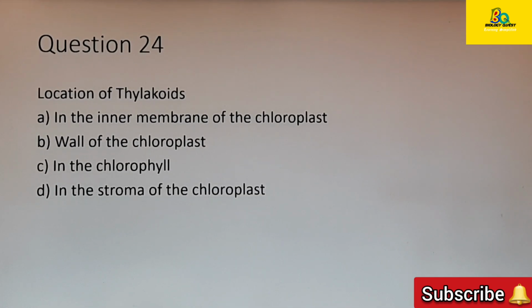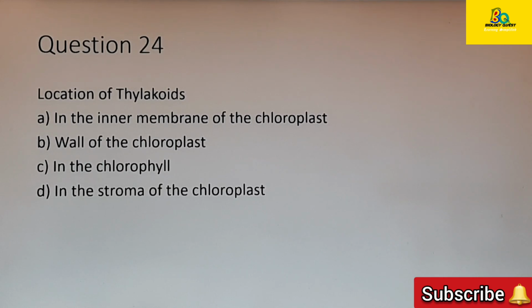Question 24. Location of thylakoids. What are thylakoids? We know they are flattened sac-like structures present inside the chloroplast. Okay, let us move on to the options. A, in the inner membrane of the chloroplast. B, wall of the chloroplast. C, in the chlorophyll. D, in the stroma of the chloroplast. Which is the correct answer?